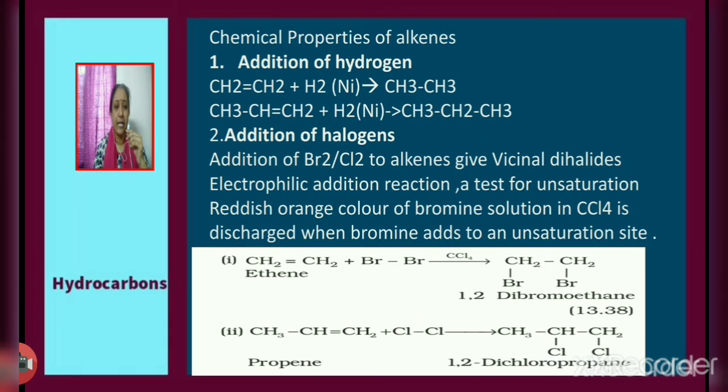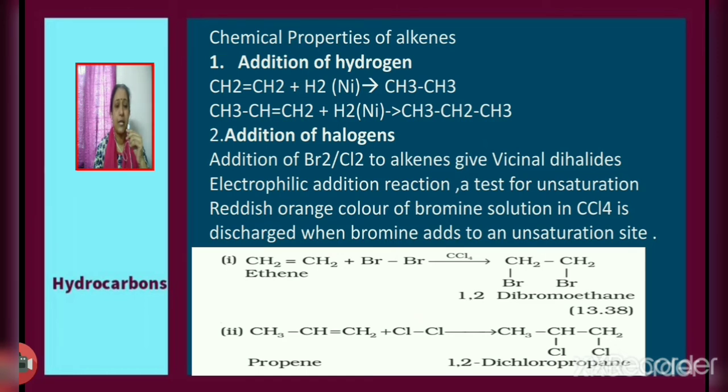Reaction of alkenes with bromine in carbon tetrachloride can be used as a test for unsaturation. When an alkene is treated with a bromine solution, the reddish orange color will get discharged. It is because bromine gets added across the carbon-carbon double bond.